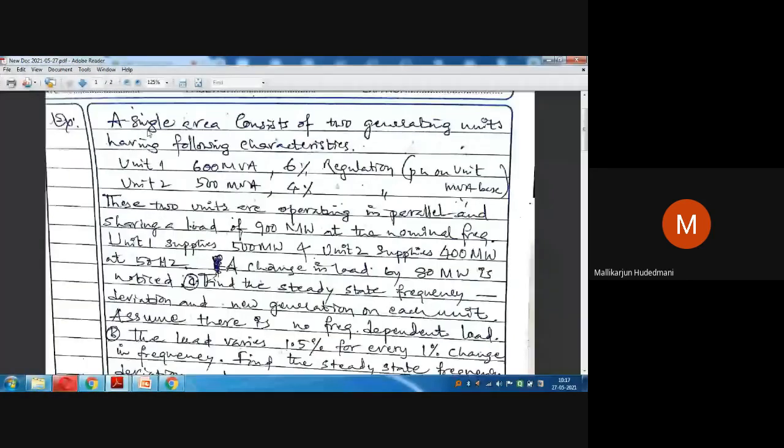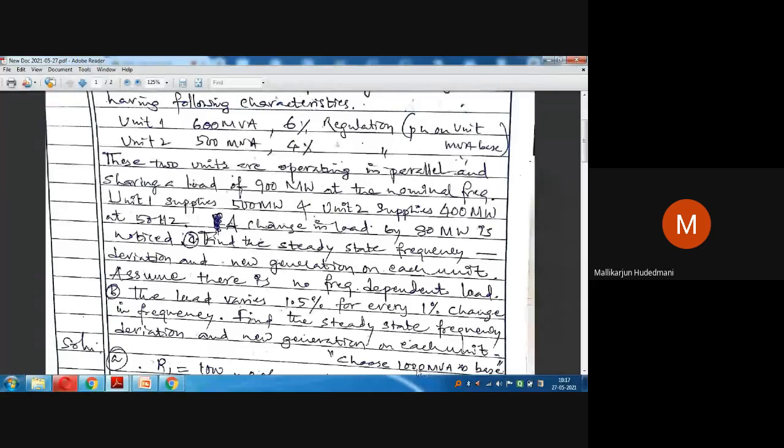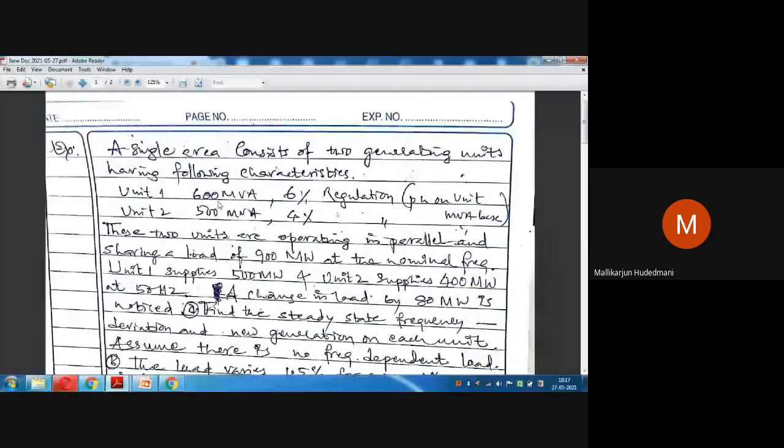For you the simple thing is, one of these you can take as a base value. See the logic here. If common base value is missed in the problem, how do people work? You can see some books if you find convenient. One of the values is taken as a base. That is the initial way. If I take 500 as a base, this 4% stays, and this will be converted to base of 500: 600 divided by 500 into 0.06 is the converted value to the 500 base. Like that, people have a practice of converting the non-similar values to a common base value.